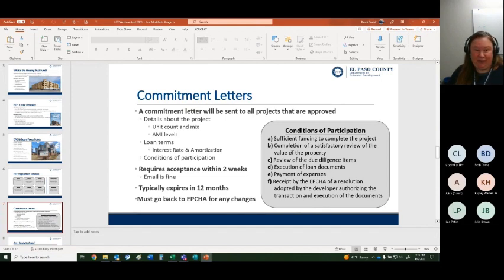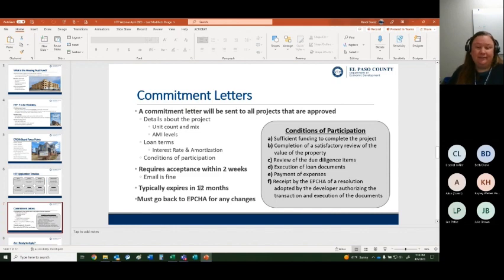So email is fine. We don't request a fancy letter on letterhead or anything like that. Just let us know if you accept those conditions. Typically, those letters expire within 12 months. We don't want to give commitments out again for 2 years because that ties up the money that could be used for another project.